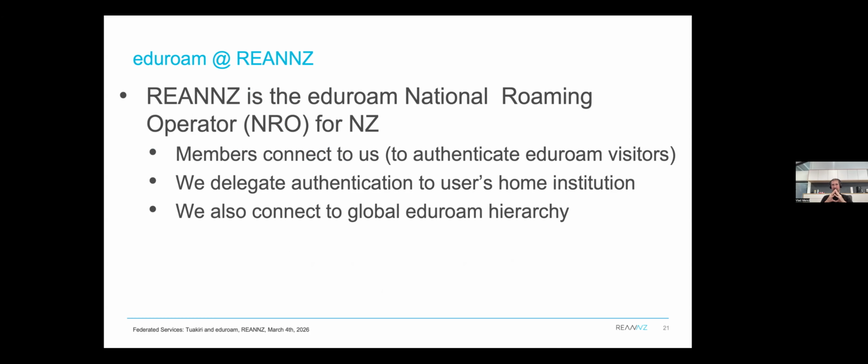Now, REANNZ is the eduroam national roaming operator for New Zealand. So we operate eduroam for New Zealand. Members connect to us. Their access point, when it sees an eduroam visitor, through multiple steps connects to our servers, and we then delegate the authentication to the user's home institution. And we also connect to the global eduroam hierarchy. So it could be that the home institution is overseas.